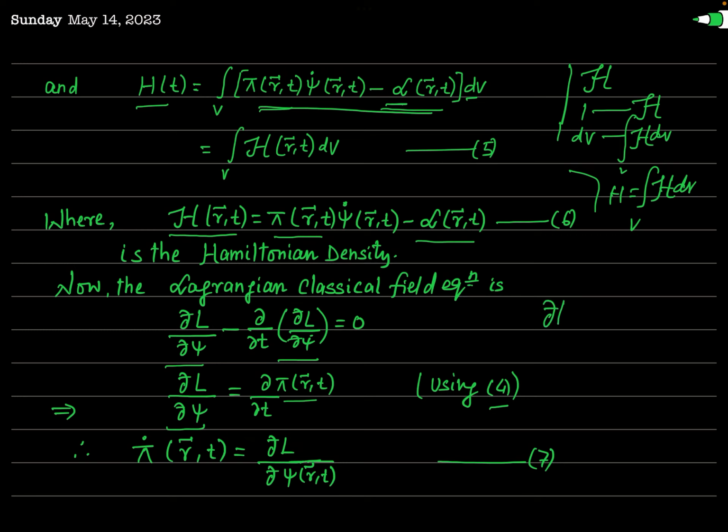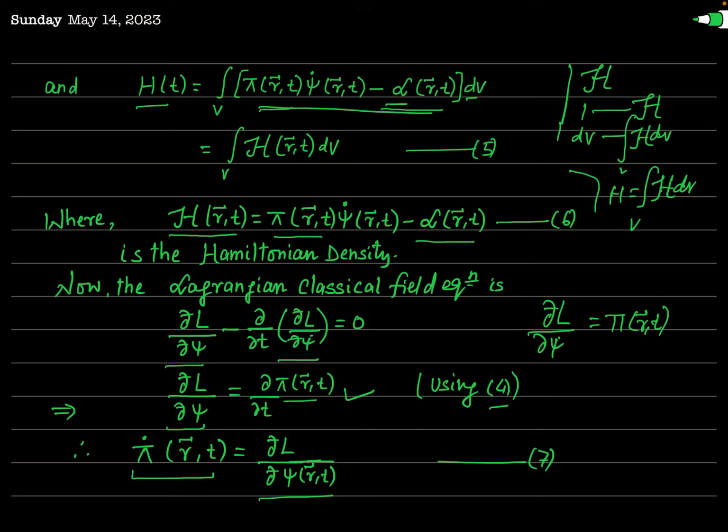You have seen this in equation 4, that the functional derivative of L with respect to psi dot is equal to the conjugate field, this is pi of r,t. So instead of the functional derivative of L with respect to psi dot, I have written here pi of r,t, which is called the conjugate field. And del pi by del t is simply pi dot. So pi dot of r,t is equal to the functional partial derivative of L with respect to psi of r,t, or you can also say this is del L by del psi. So we have defined both pi and pi dot here.